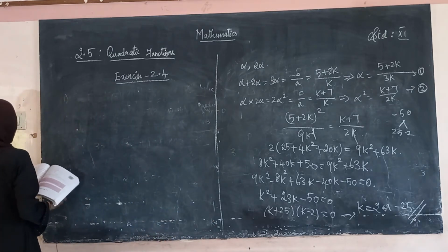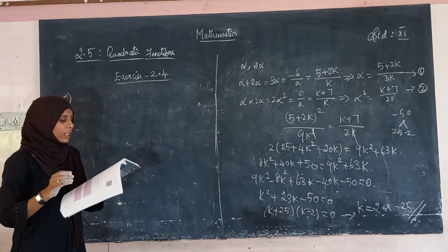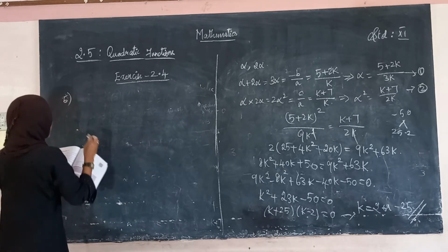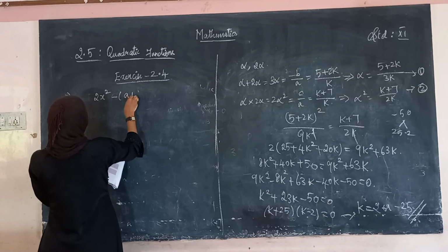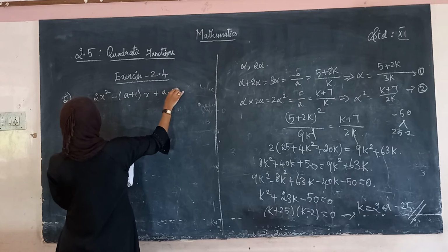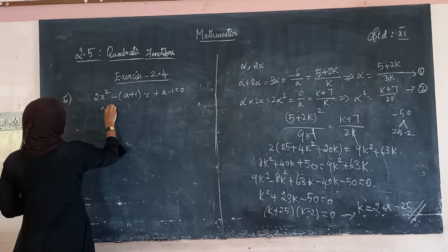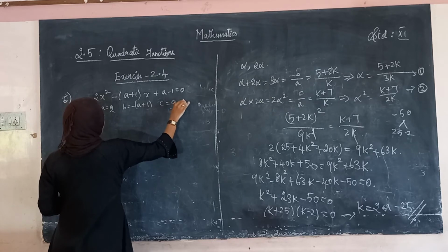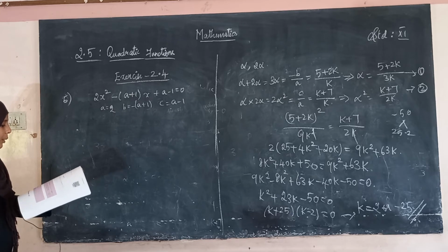Okay. Now the fifth sum. If the difference of the roots of the equation is equal to their product, then prove that a is equal to 2. So, the given equation is 2x² − (a + 1)x + (a − 1) = 0. Okay. So here a is equal to 2, b is equal to −(a + 1), c is equal to a − 1. Okay, what is the condition? The difference of the roots of the equation is equal to the product.